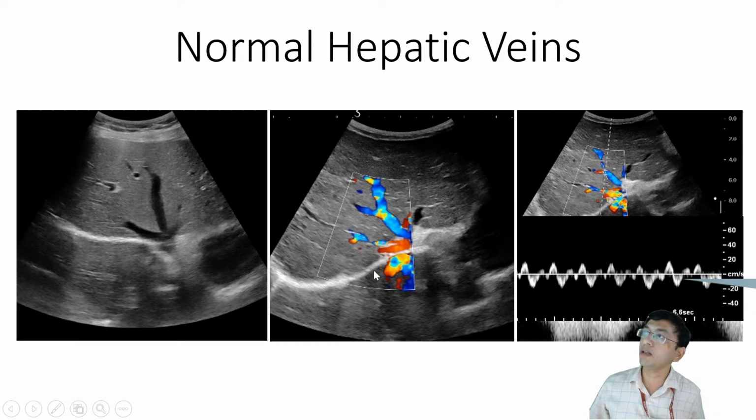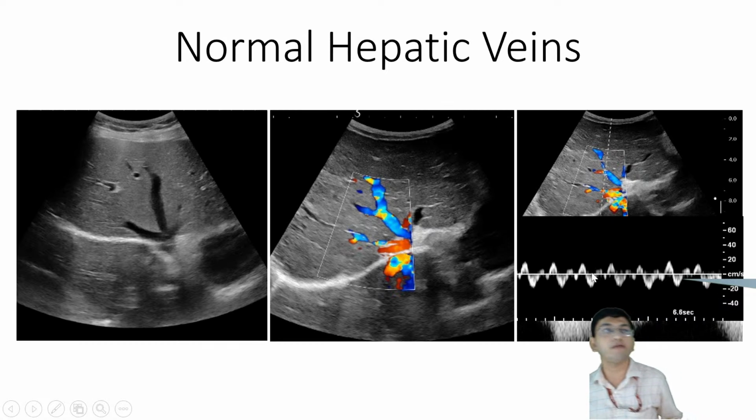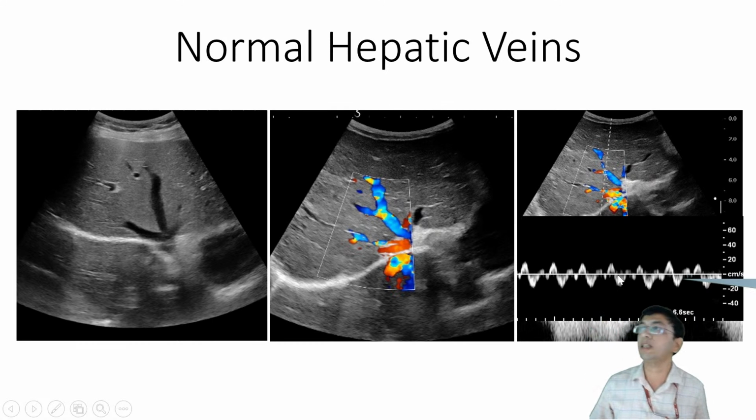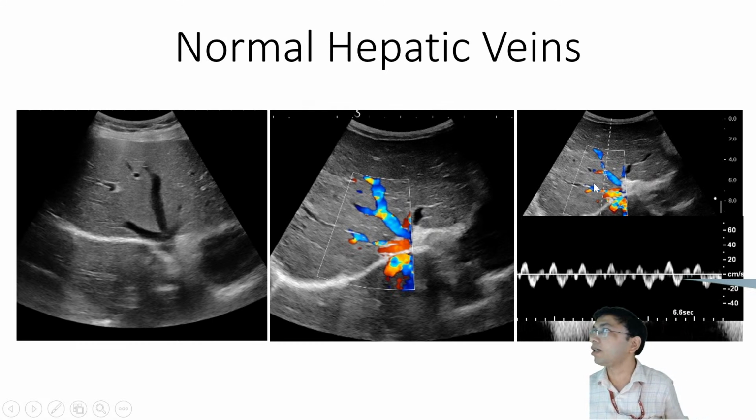And if we put on the color Doppler, we will see the flow in the hepatic veins, which is towards the IVC. And if we put on the spectral Doppler, we will see this pulsatile blood flow within the hepatic veins. This is because of the transmitted pulsations of the right atrium into the hepatic veins.